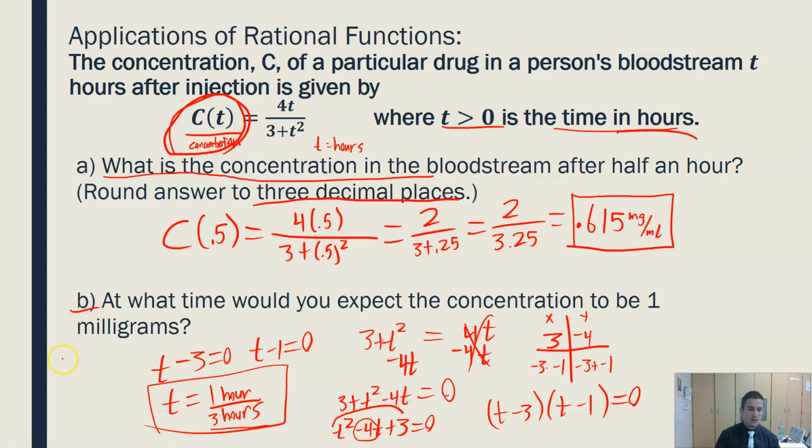So maybe on my graph, it goes up, and at 1 hour, I have a concentration of 1 milligram. Then maybe it goes up and comes back down again, and by the time we're at 3 hours, it's leveled down to be at 1 milligram again. Maybe we'll take a look at this graph in a minute and see if that's accurate. But at what time would you expect the concentration to be 1 milligram? At 1 hour and at 3 hours. There are two different times where the concentration would be at 1 milligram.